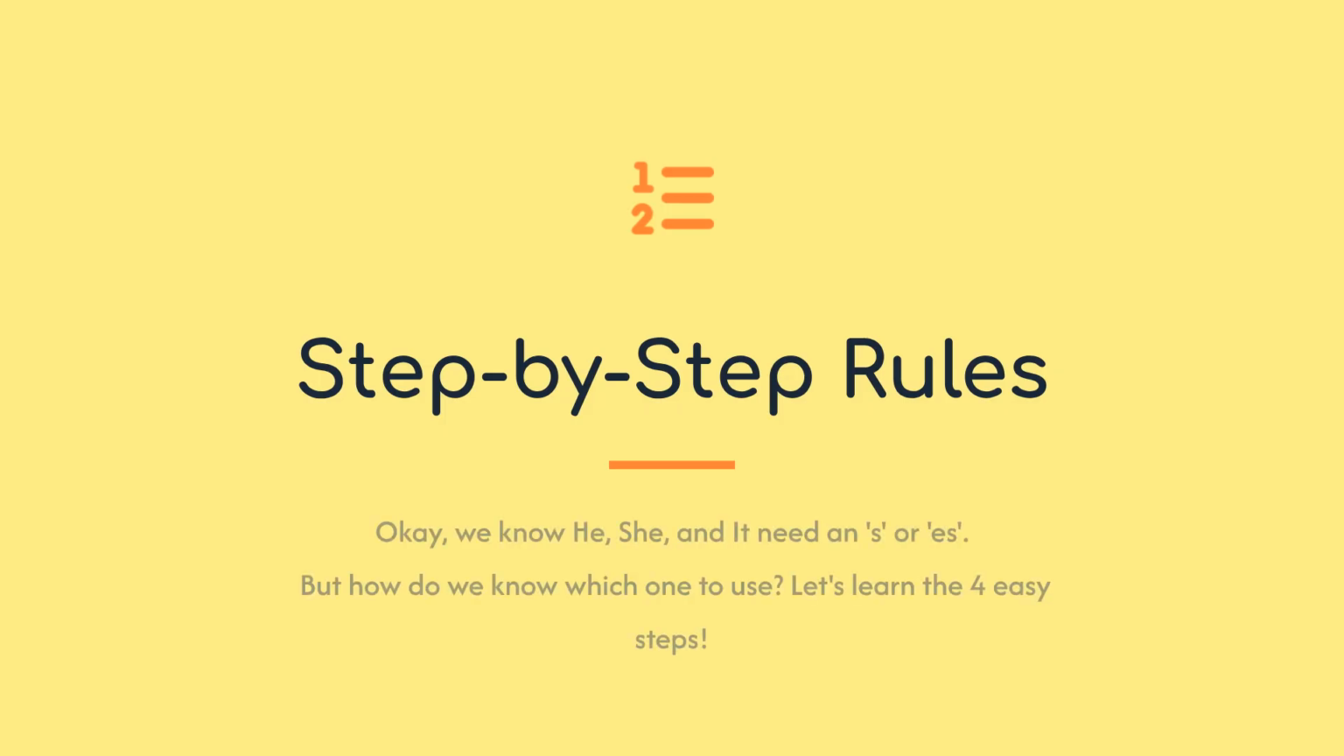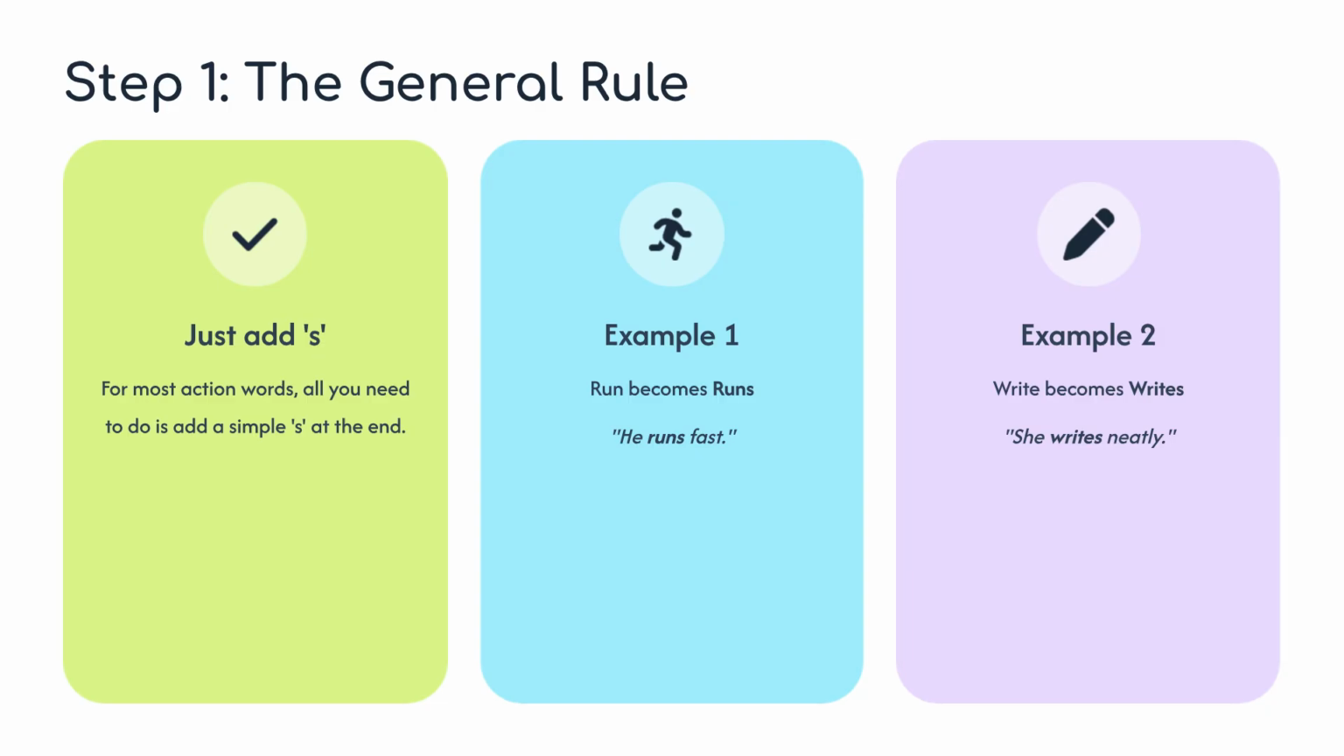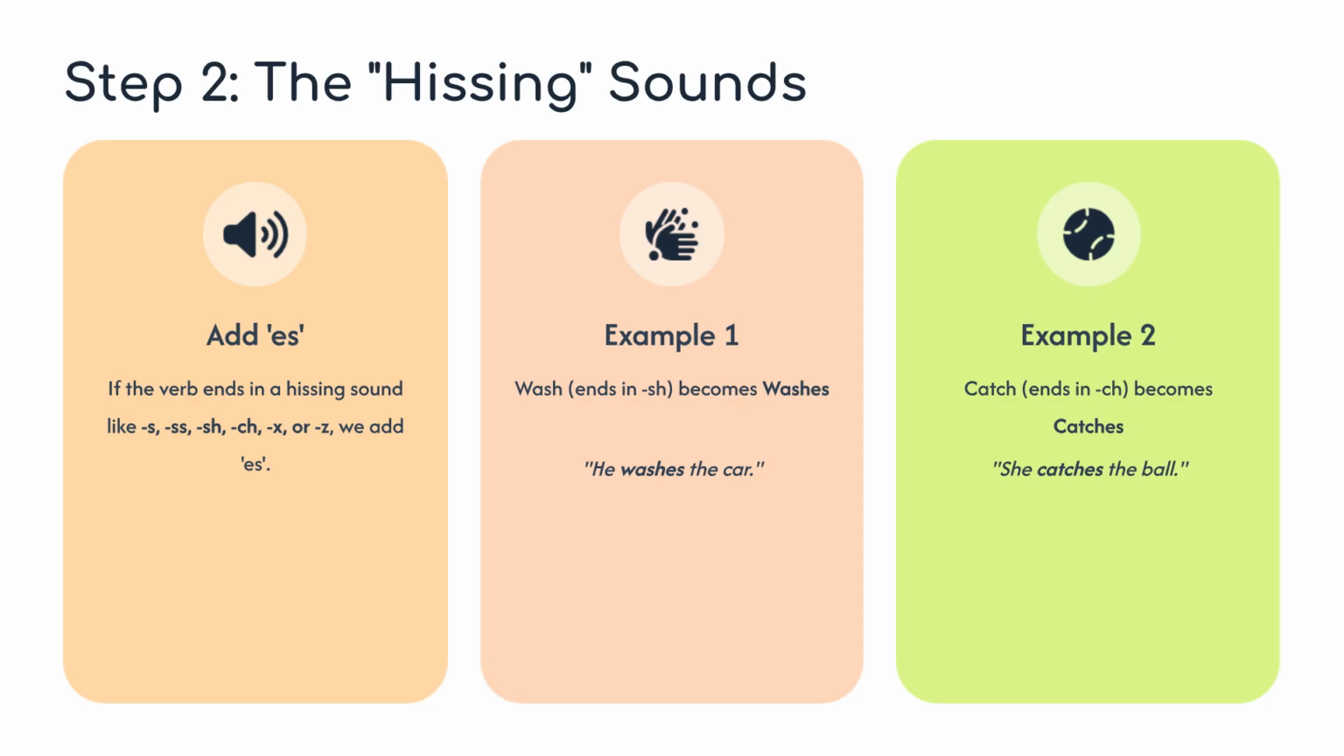Let's break it down into 4 simple steps. Step 1 is the general rule. For most action words, you simply add an S at the end, as seen in examples like he runs or she writes. Step 2 covers hissing sounds. If a verb ends in -s, -ss, -sh, -ch, -x, or -z, we add ES instead. For example, he washes or she catches.